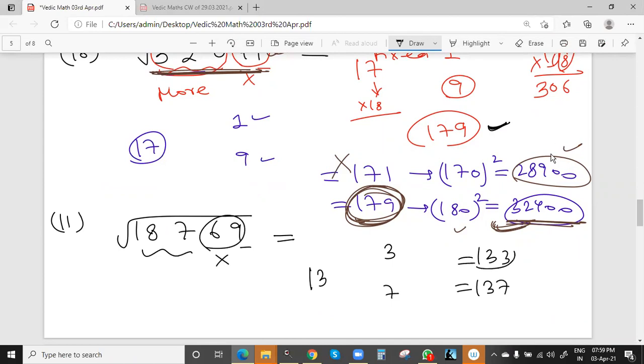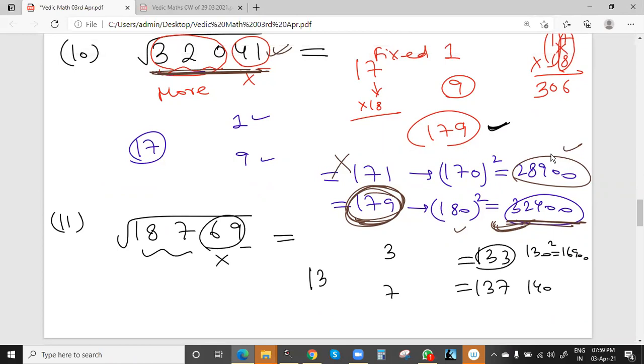So 133 will have near value 130. 130 squared will be 16900, and the near value is 140. 140 squared will be 19600. Better than this, we can multiply with 14. Next, 13 is fixed, and this will be 182. 182 is the less value, or we can say this is more. We'll choose the more option, that is 7. That means the answer will be 137.